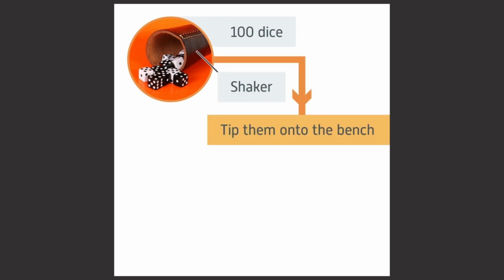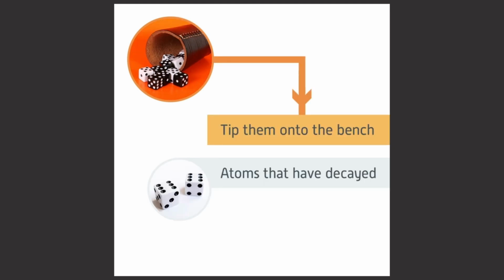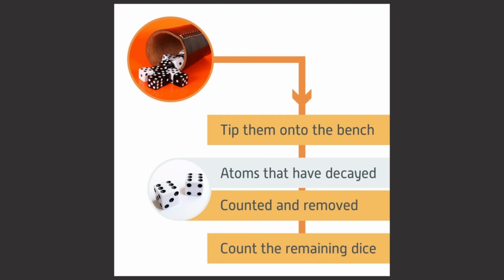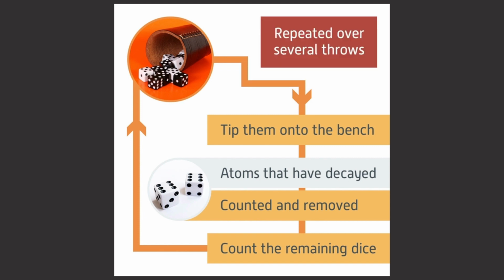You can model this by using dice. Let's say you use 100 dice. You would put them into a shaker and then tip them onto the bench. In this model, all the dice which landed showing a 6 represent atoms that have decayed. These are counted and removed. You also need to count the number of dice remaining. Now put all the dice that didn't show a 6 back into your shaker and tip them out again. This is repeated over several throws.